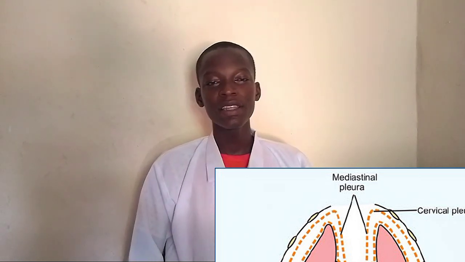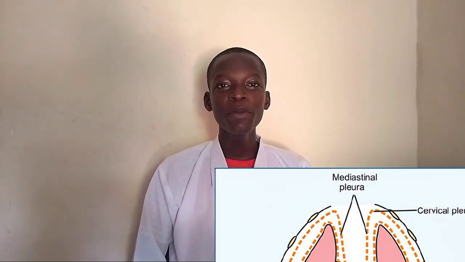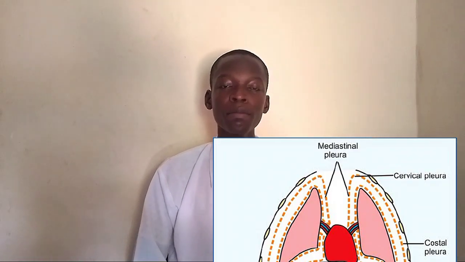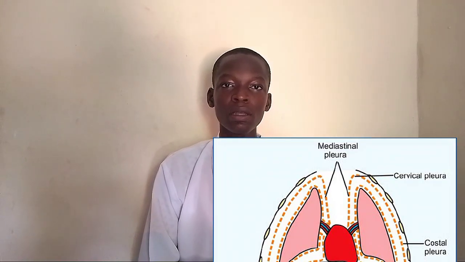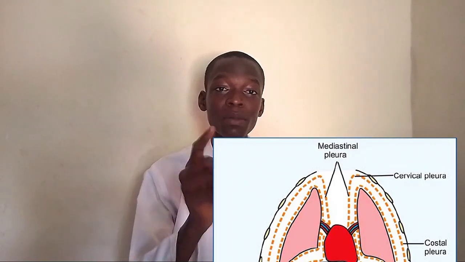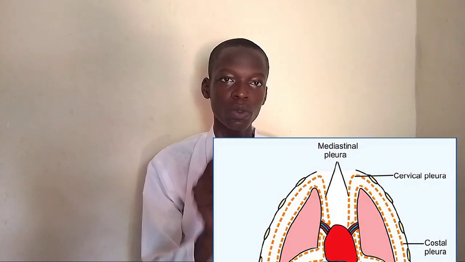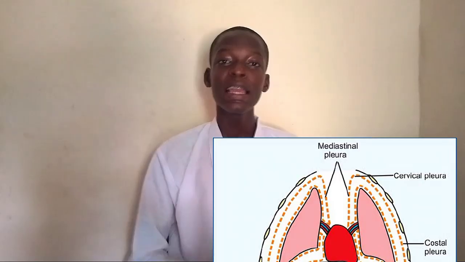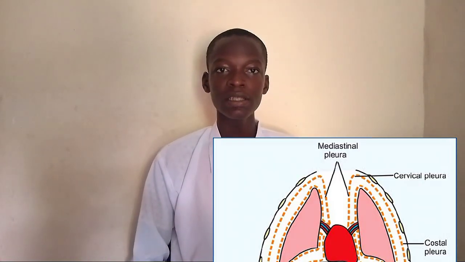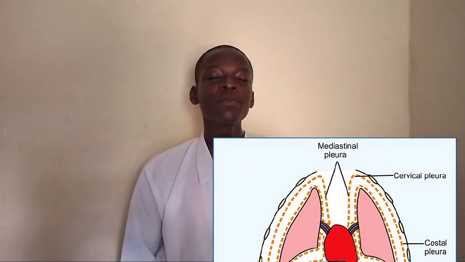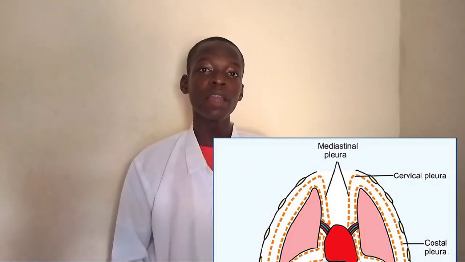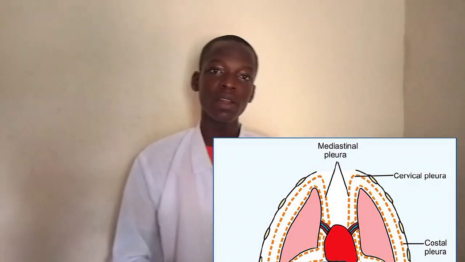Now let's talk about the mediastinal pleura. The mediastinal pleura is the pleura that lines the corresponding parts of the mediastinum, both on this side and on the right side. It forms the lateral boundary of the mediastinum. That is the one point you should take note of. You should also take note that it is continuous with the visceral pleura, and you know that the visceral pleura is the direct covering of the lungs.